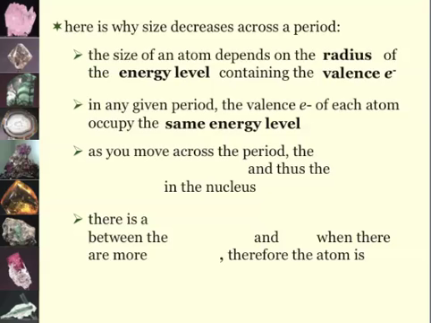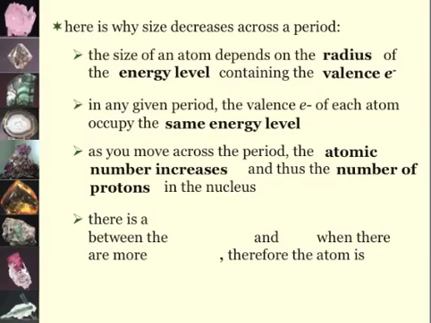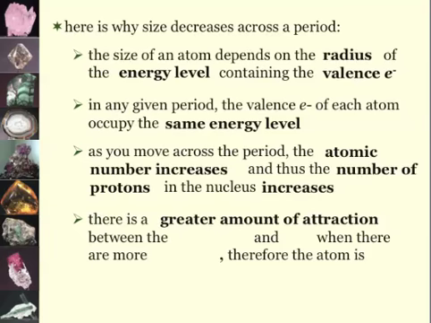Now as you move across the period, the atomic number increases, and thus the number of protons in the nucleus also increases. So now there is a greater amount of attraction between the nucleus and the electrons when there are more protons. Therefore, the atom is smaller. Again, what I'm saying here is there's more positive charge in the center, and the nucleus is able to attract these electrons a lot closer to it.